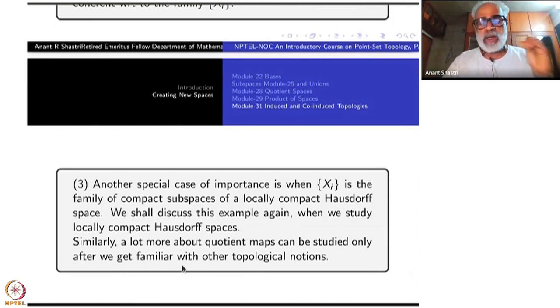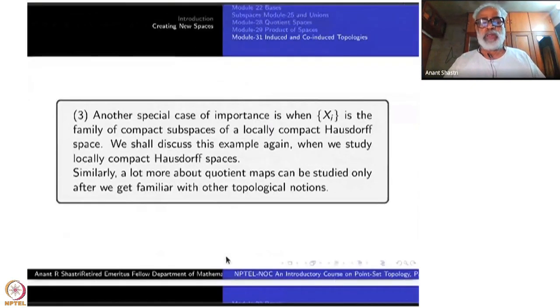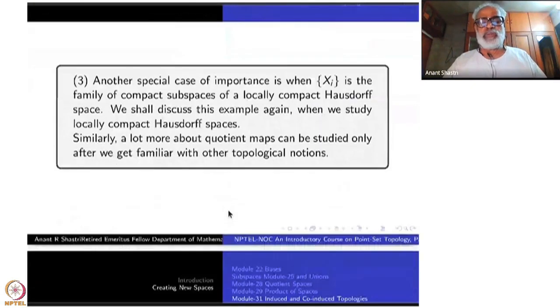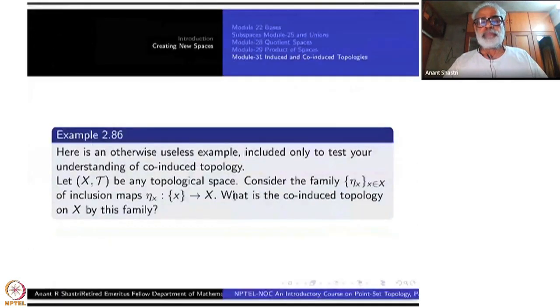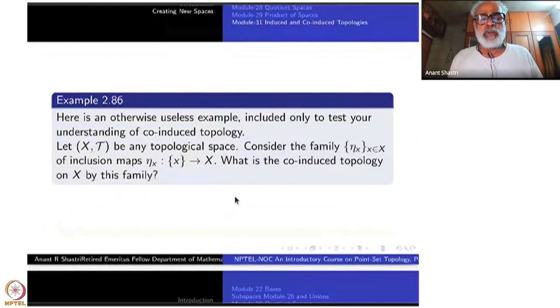So we have just begun these induced and co-induced topologies. We have explicitly 5 different cases of this: subspace topology, product, quotient, and this one is union, and coherent topology and so on. Coherent topology is under union itself, anyway. So I will conclude it with an easy example here.